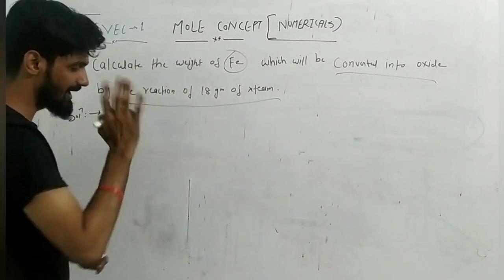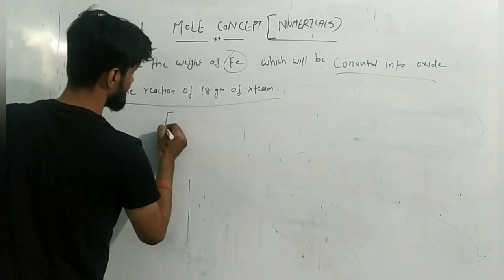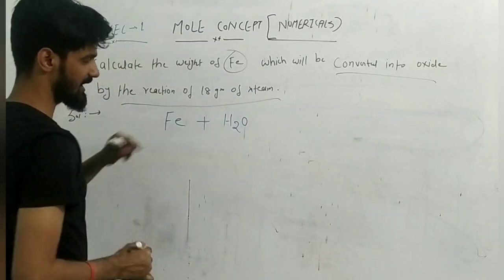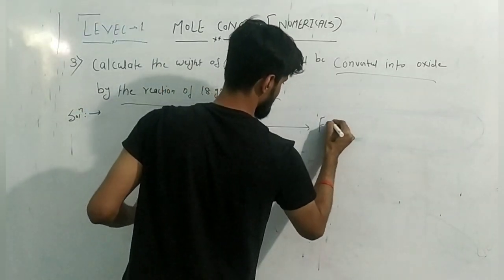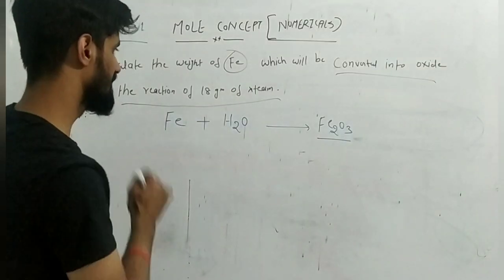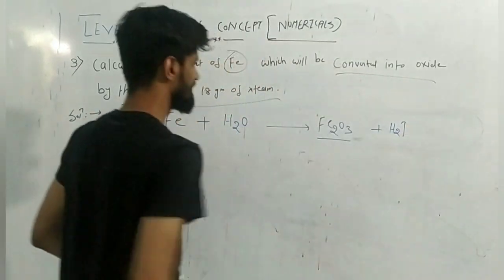First of all, you have to understand in which way we will be proceeding with the question. First of all, you have to write the equation. Ferrous iron reacts with H2O and is converted into Fe2O3. And it will release hydrogen gas.